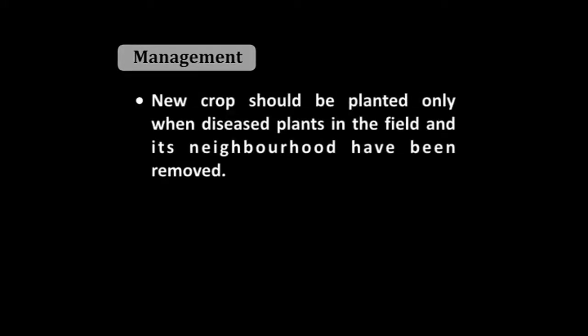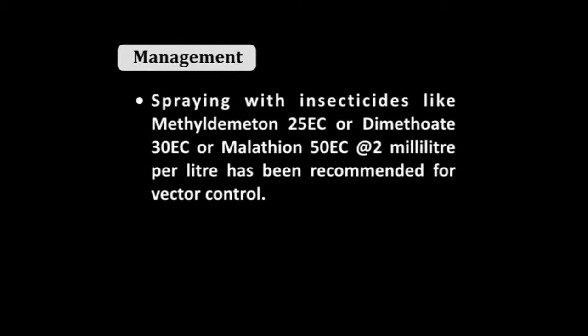New crops should be planted only when diseased plants in the field and its neighborhood have been removed. Spraying with insecticides like methyl dimetone 25 EC or dimethoate 30 EC or malathion 50 EC at the rate of 2 ml per liter has been recommended for vector control.